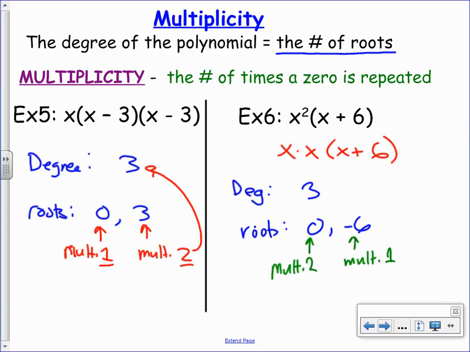Adding the multiplicities together gets you the degree. I mean, yeah, I don't know. It's really not all that earth-shattering, but it makes sense, right? Kind of, maybe.